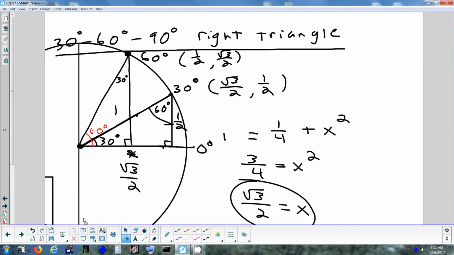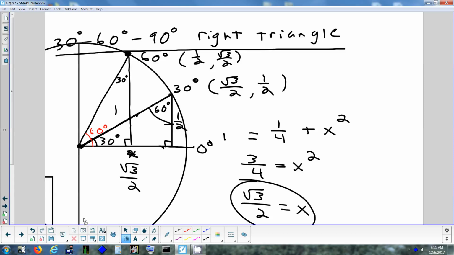And if you forget which way is which, well, if you take the square root of 3 and divide by 2 on your calculator, it's about 0.866. That's bigger than 1/2. 1/2 is 0.5. So in a 30, 60, 90, the longer leg is the bigger number, 0.866. The short leg is the smaller number, 1/2.